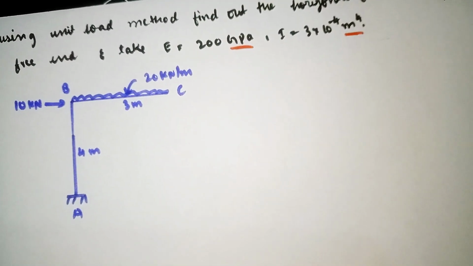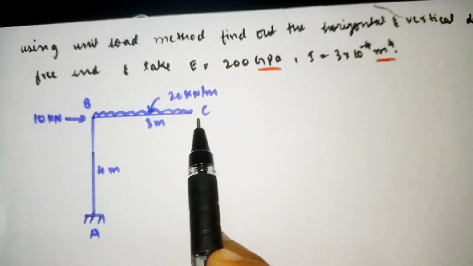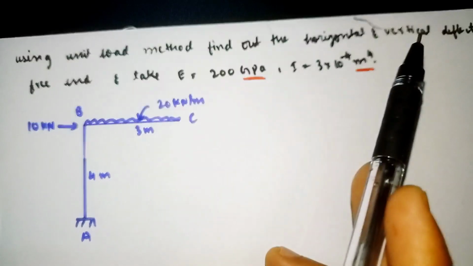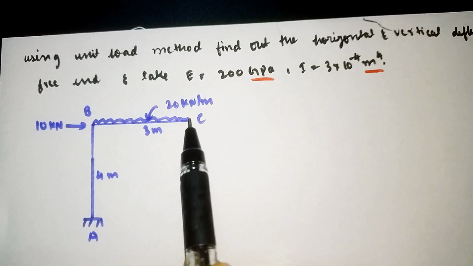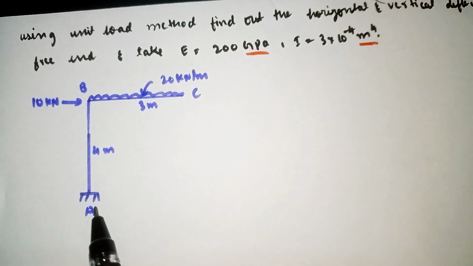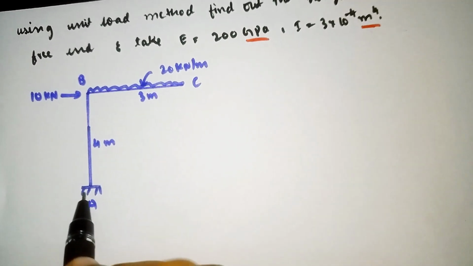So first what we have to do is we need to find the support reaction of this. Here point C is free end, we need to find the horizontal and vertical deflection at free end. We need to find it, later we'll see. So now we need to find the support reaction of this frame. Now we'll see. At point A fixed end is there.